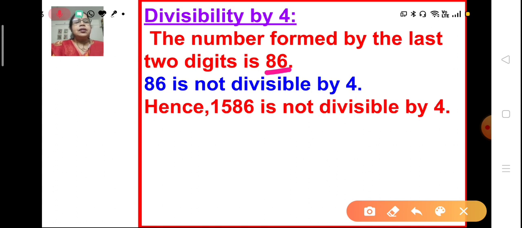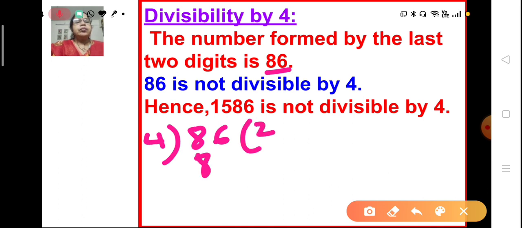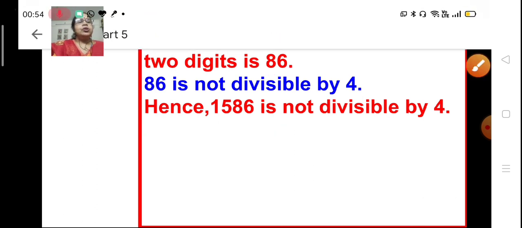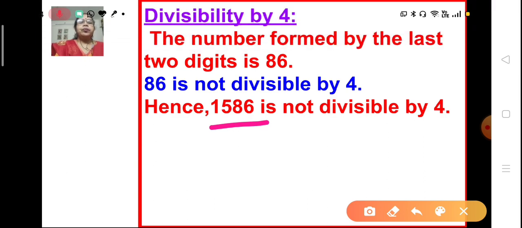We can check this. 86, 4 2 times is 8. 8 minus 8 becomes 0. Then we take 6 here and 4 once we can take. 4 ones are 4 and then 6 minus 4 is 2 and we get the remainder as 2. So this number is not divisible by 4. 86 is not divisible by 4. So the number is also not divisible by 4.